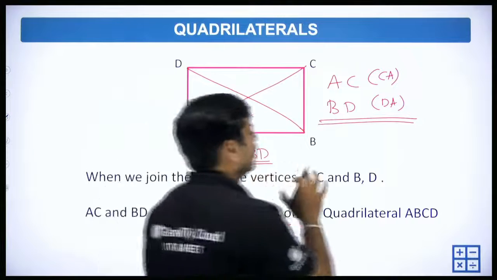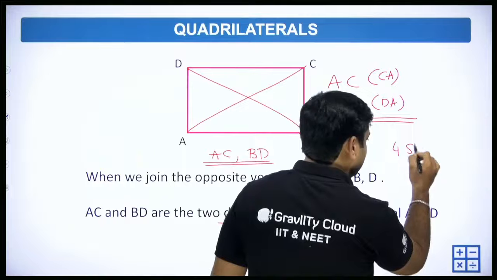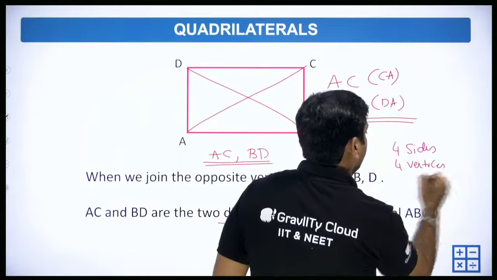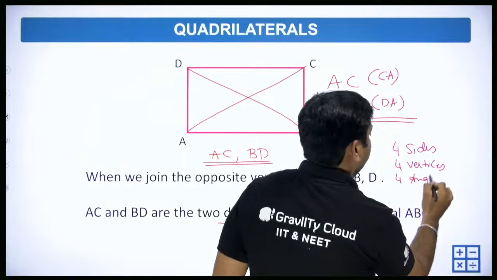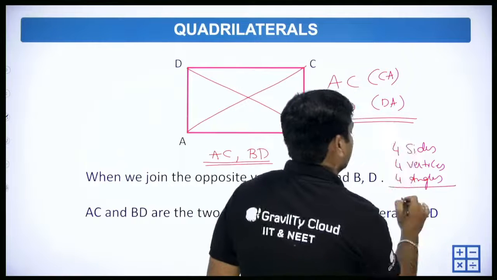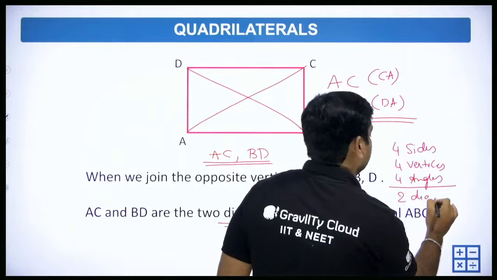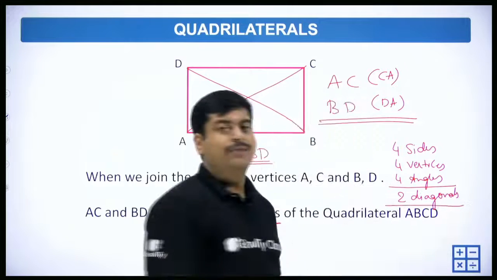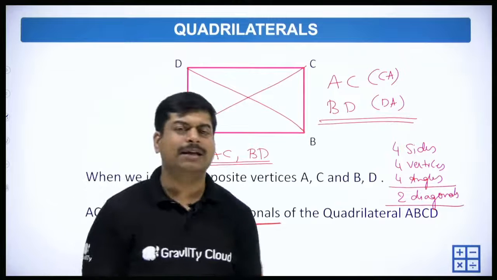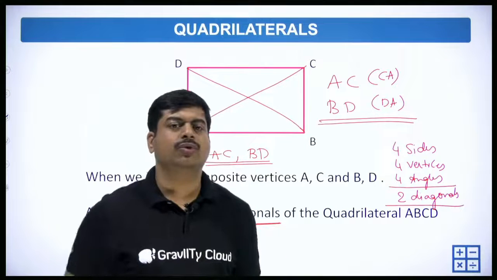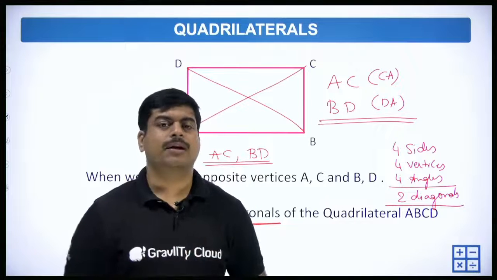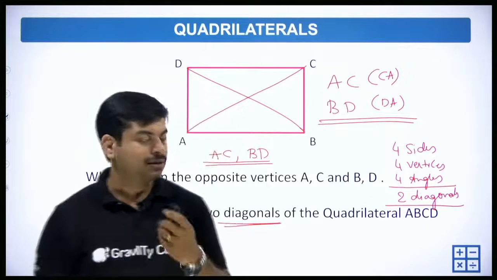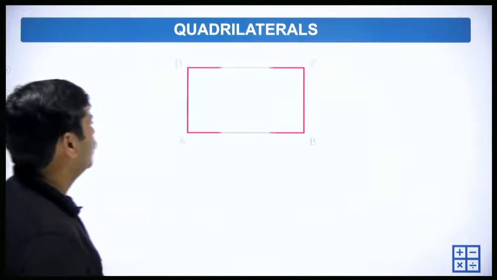So in a quadrilateral, when we said four sides, four vertices, four angles, but not four diagonals, we only have two diagonals. And again, based on the properties the diagonals exhibit, whether they are equal or not, whether they bisect. Bisect means they divide each other into two equal parts. Okay, so based on that also we define a lot of quadrilaterals. Okay, let's try to understand more about this one.